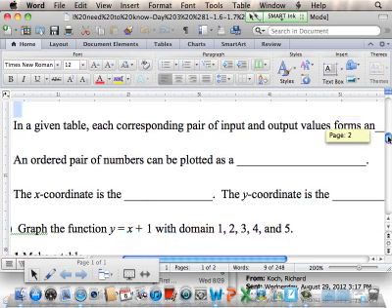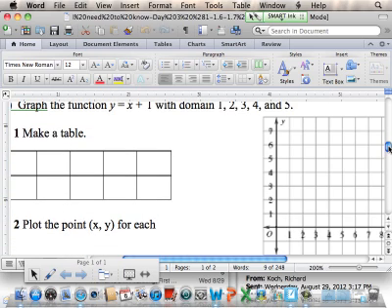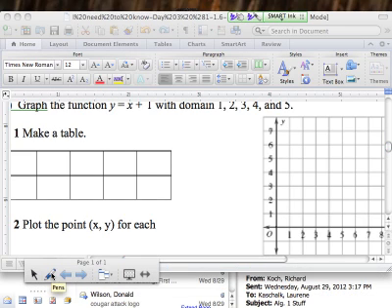This is review stuff." Okay, so it says graph the function y equals x plus 1. Domain is 1, 2, 3, 4, and 5. So immediately I know what my input values are: 1, 2, 3, 4, and 5. Now I just plug them in. 1 plus 1 is 2, 2 plus 1 is 3, 3 plus 1 is 4, 4 plus 1 is 5, 5 plus 1 is 6. And then we just got to go ahead and graph this thing.